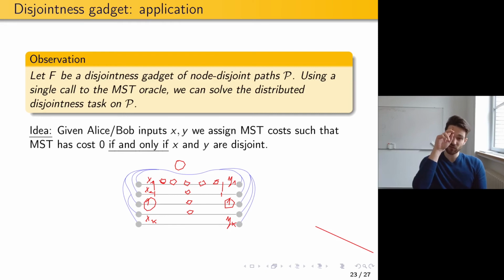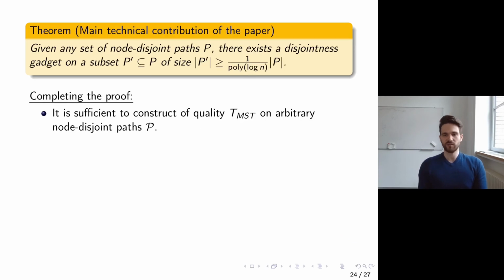So if you can find disjointness gadgets, you can solve the distributed disjointness task on those sets of paths. So now the big question is, how do you actually construct the disjointness gadgets? This is where the main technical contribution of the paper is, because given a set of node-disjoint paths P, I claim that there exists a disjointness gadget of large size. Large size means the size is 1 over a polylog factor of the original set of paths. However, finding it is fairly technically involved.